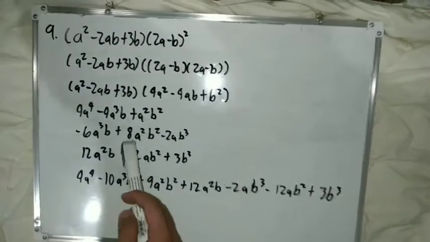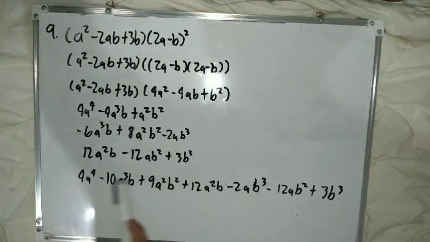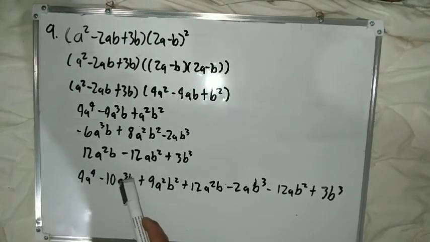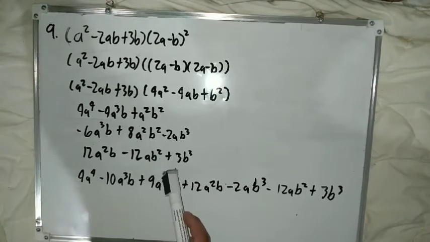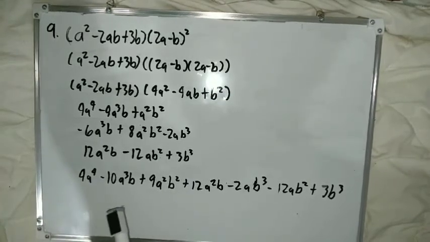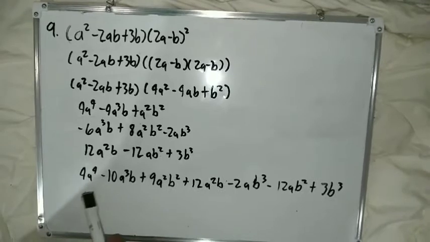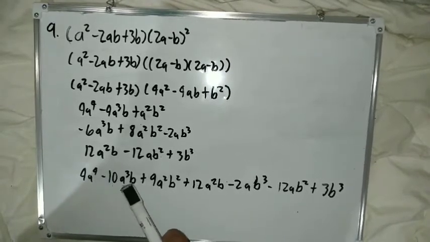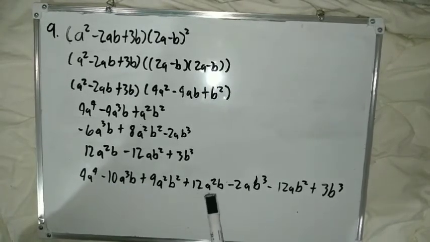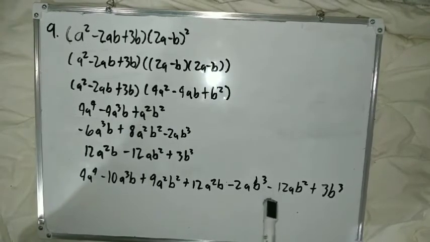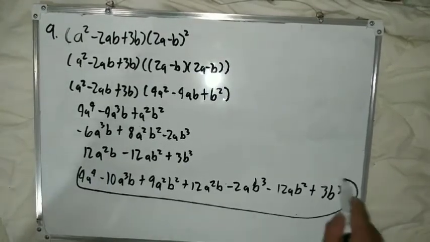And lastly, multiply 3b to 4a squared minus 4ab plus b squared. So the answer is 12a squared b minus 12ab squared plus 3b cubed. And the last step is to cancel the numbers that have the same variable. So the answer is 4a raised to the fourth power minus 10a cubed b plus 9a squared b squared plus 12a squared b minus 2ab cubed minus 2ab squared plus 3b cubed. And that's the answer for number 9.